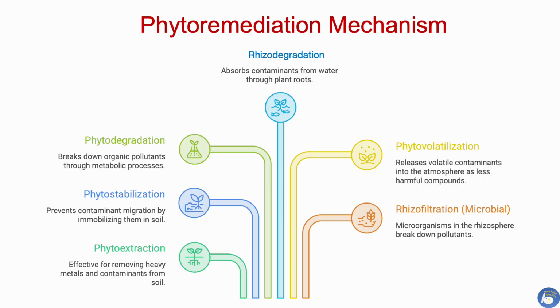Phytoremediation is not a single process. Plants use various biological mechanisms to treat pollutants depending on the type of contaminants and the medium. Based on that, the types of mechanism are phytodegradation, rhizodegradation, phytovolatilization, phytoextraction, phytostabilization, and rhizofiltration.